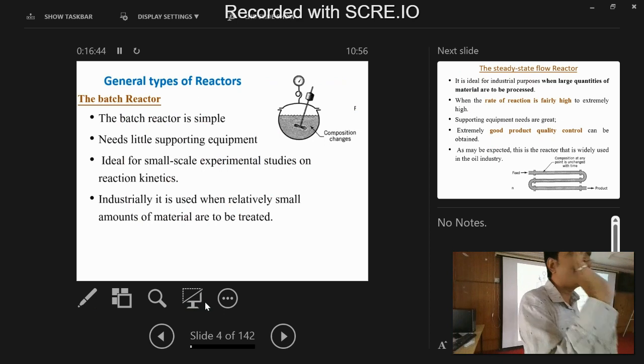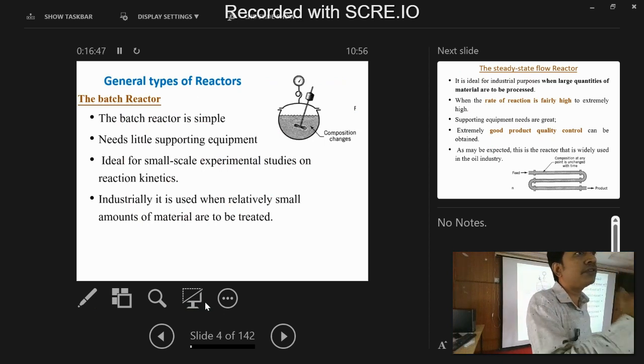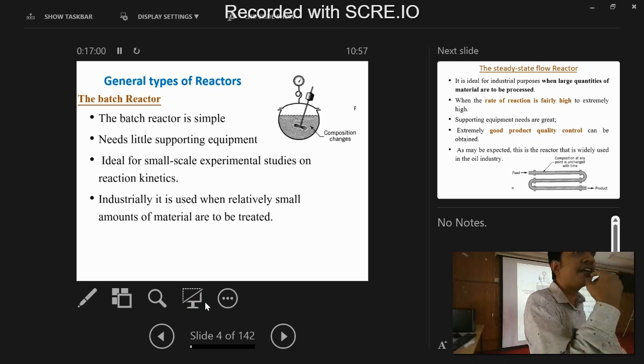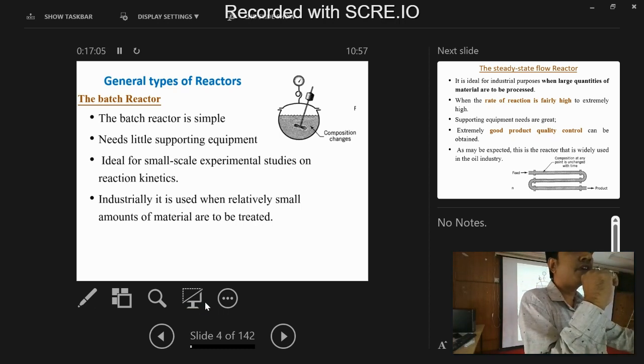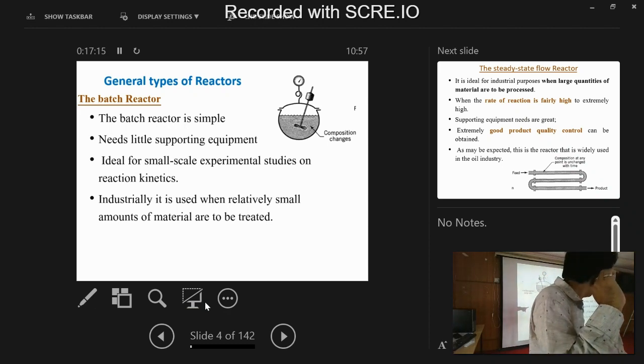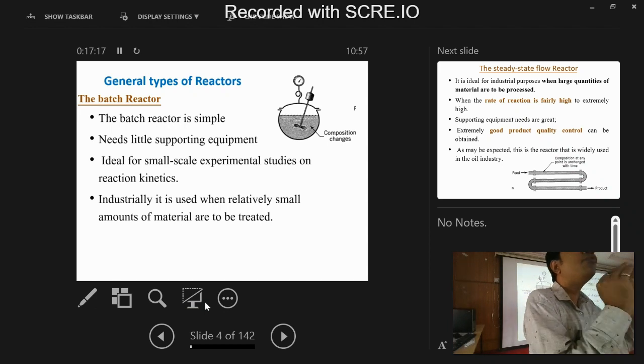Now look at the batch reactor. We already discussed it, but let me go through it at a glance so that we can go on to the next part of the slides. See, the batch reactor is a very simple reactor which you have already seen in the usual laboratory. Fine. It needs very little supporting equipment, is it not? So everyone can grasp the batch reactor because we start with the first basic lab of chemical engineering, or chemical technology. We start with small beakers. So very little supporting equipment, ideal in the sense and industrially used when small quantities of material are to be handled. When we want very small amounts, we usually choose batch. Okay.